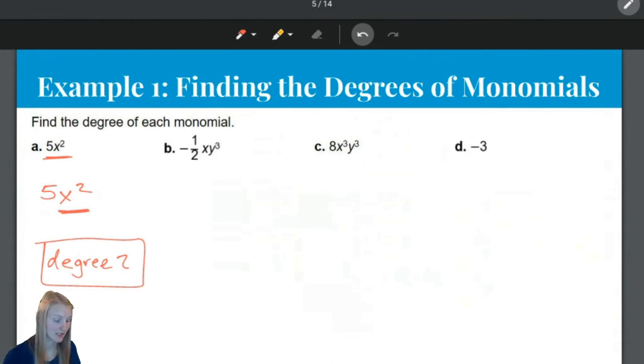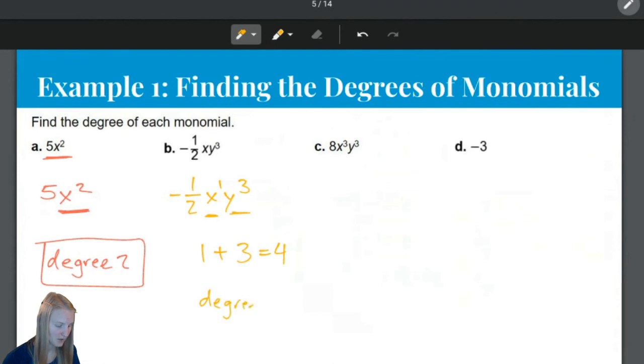And there you go. All right, let's do some more examples to solidify our understanding. Here, I have negative 1/2 times x times y cubed. I have a variable here, x, and the exponent is 1, because remember, x to the 1 is the same thing as x. So I have 1 plus, I have y here, which has an exponent of 3. I need to add these together, and I get 4. So this monomial has degree 4.